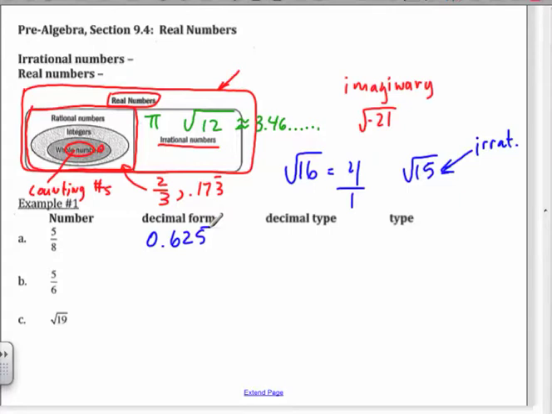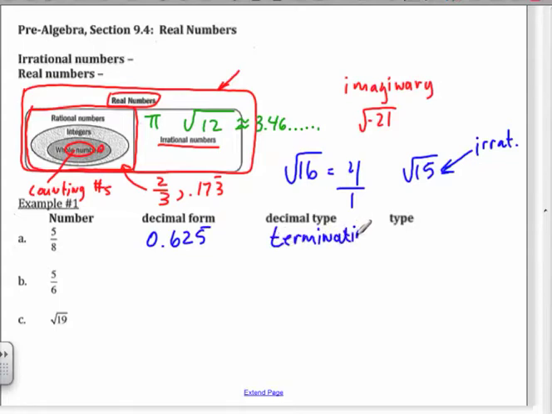So think about what that means. Terminate means ends. It stops. Okay. Repeating means it gives us the same digits over and over again forever. Non-repeating means that it doesn't stop, but it doesn't give us the same ones over and over again. Those are the irrational ones. So which one is this? Is this a terminating, a repeating, or a non-repeating, Albert? Terminating.